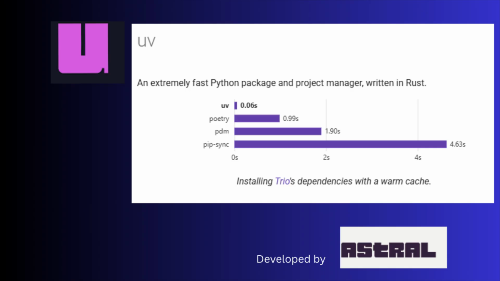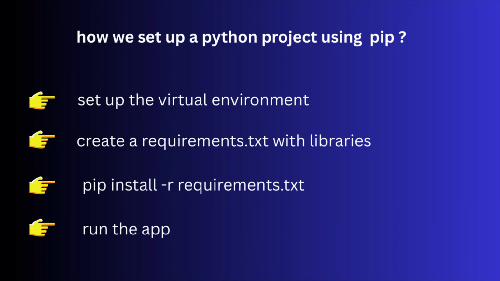Before going into that, let's check how we set up a Python project using pip. First, for environment isolation, we need to set up the virtual environment. Developers typically create a requirements.txt file that contains the libraries required for the project. pip is the default package manager used to install and manage dependencies. Using the command pip install -r requirements.txt, install all the libraries and then run the project. This is the typical project setup.